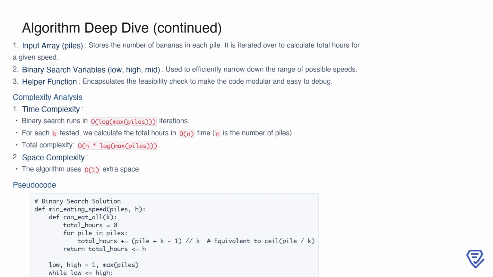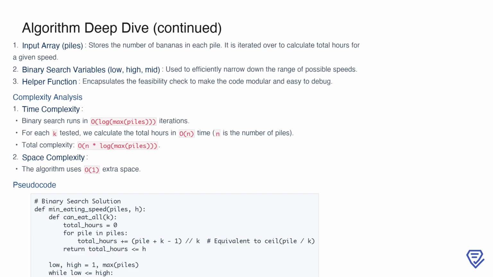In terms of complexity, the binary search runs in O(log(max(piles))) iterations, as the search space is halved in each step. For every k tested, we calculate the total hours by iterating over all piles, which takes O(n) time, where n is the number of piles. Therefore, the total time complexity is O(n * log(max(piles))), combining the iterations of the binary search with the per-iteration cost. The space complexity is O(1), as we only use a few variables and no additional data structures.